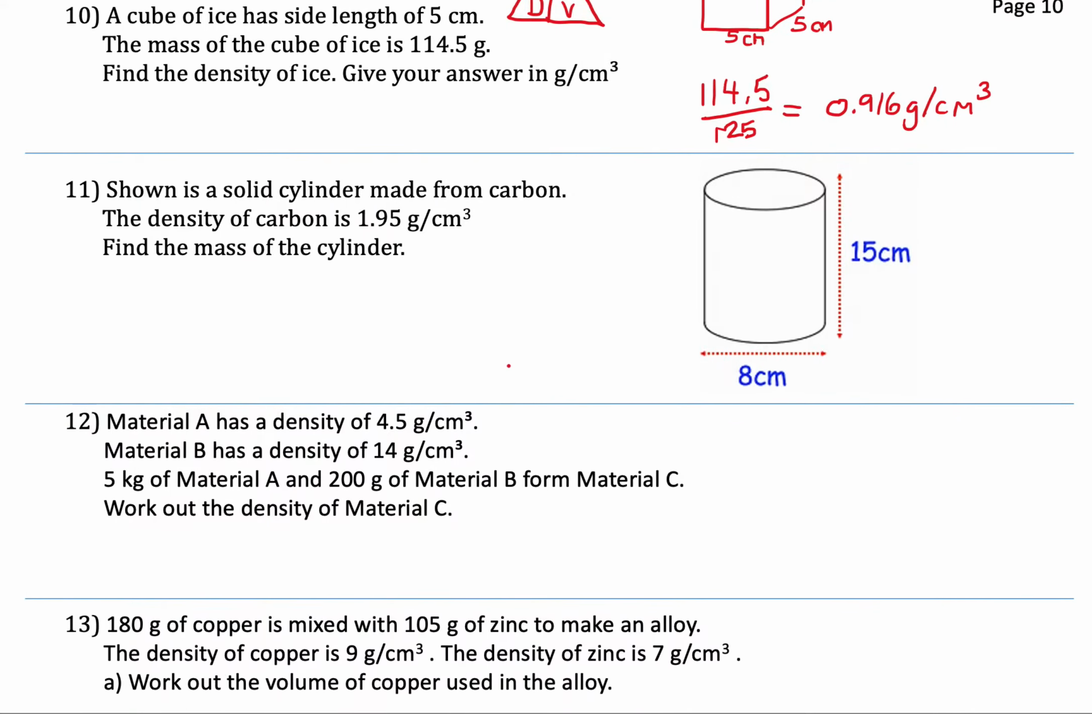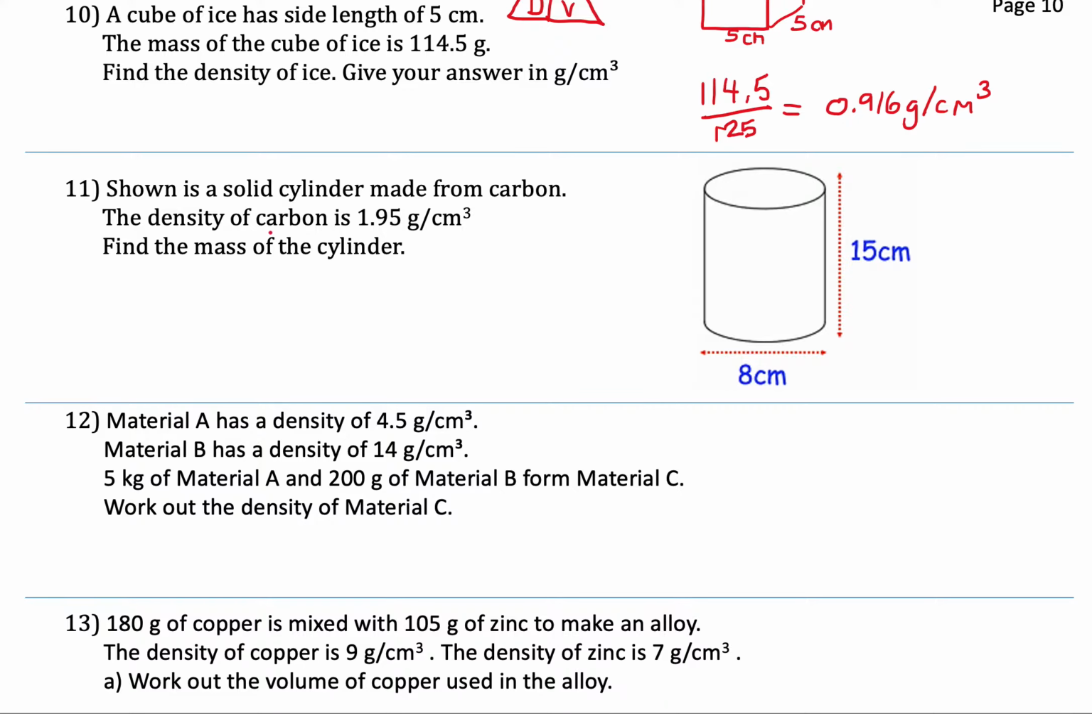Okay, shown is a solid cylinder made from carbon. The density of carbon is this. Find the mass of the cylinder. So again, we've got to find the volume first. Okay, so this is a cylinder. To find the volume of a cylinder, we need to do the cross-sectional area, which is a circle. So pi r squared times by the height. So there's the volume for the cylinder. So we need to do the radius would not be 8, it would be 4.